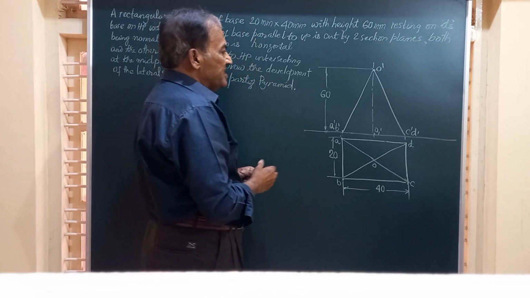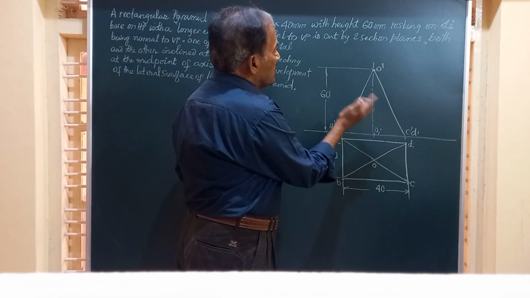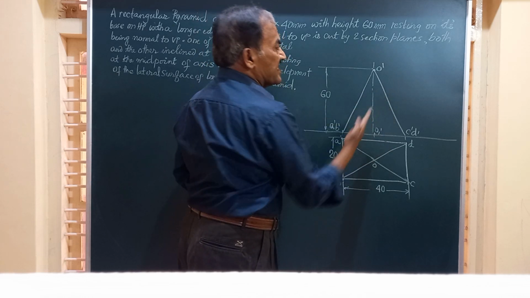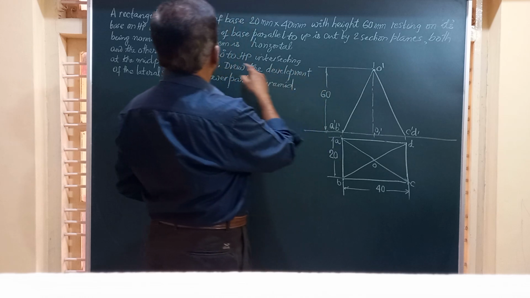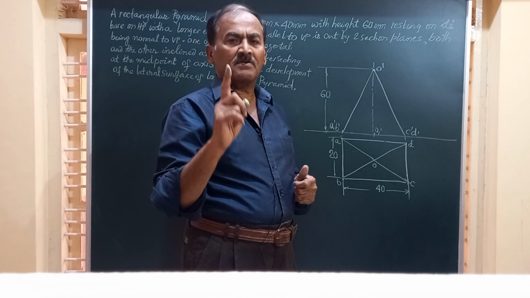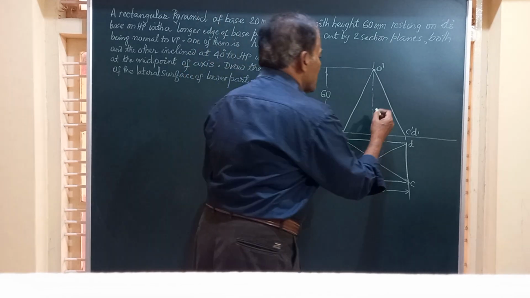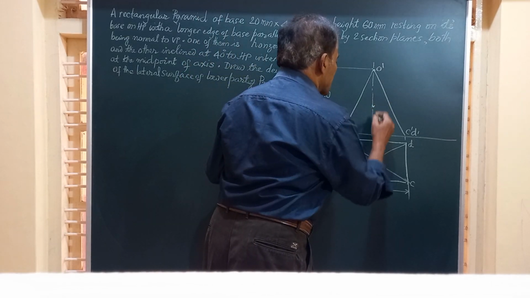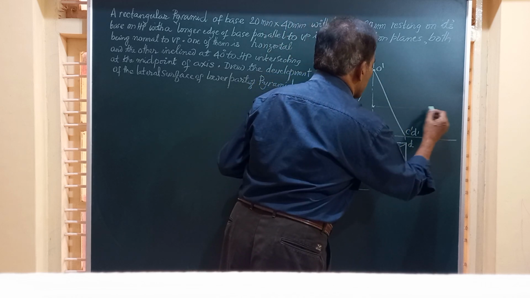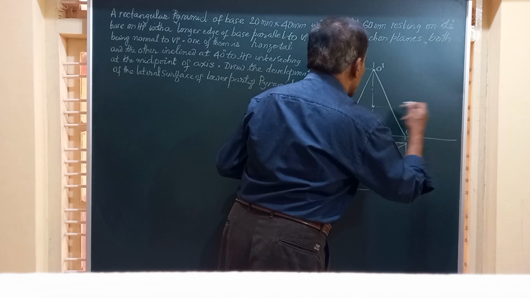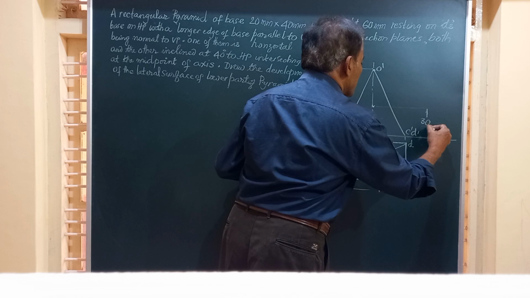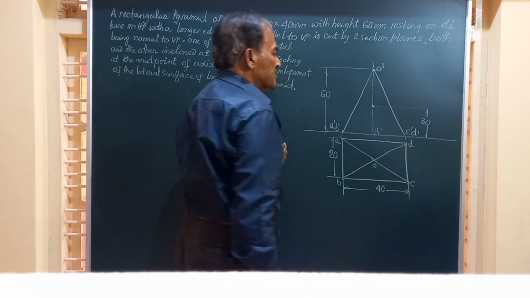So there are two section planes, both being normal to VP. One of them is horizontal like this, the other is inclined at an angle of how much? It is given as 40 degrees to HP. Both of them meet at the midpoint of the axis. So let us locate the midpoint that is at a height of 60 by 2 from here, and I will show you here. So this is the midpoint of the axis, which is at a height of 30 millimeter from the base of the solid, that is, the base ABCD.